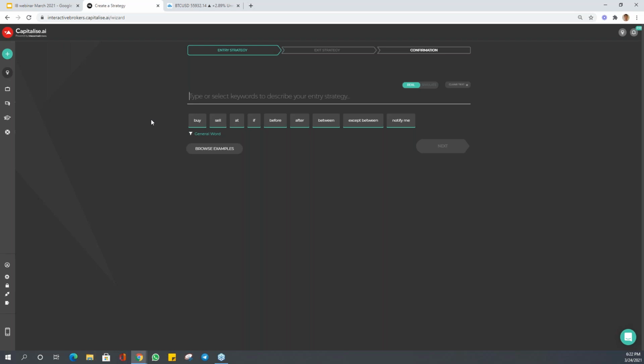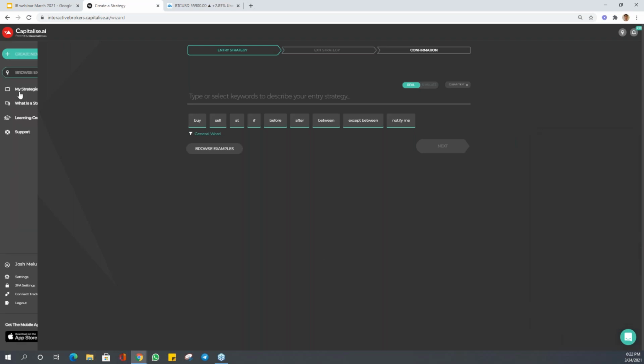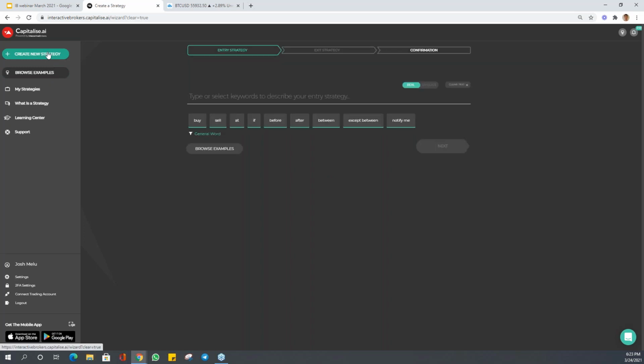This is the interface here for IB users. Capitalise.ai is free of charge. And when you log into Capitalise.ai, we have our chat at the bottom here. You can get me most days of the week here. And on the left-hand menu bar, you can navigate anywhere and everywhere on Capitalise. We're going to go to create strategy because what we're looking to do is obviously backtest strategies. So we're going to go to create new strategy. And let me get to some questions while we are here.